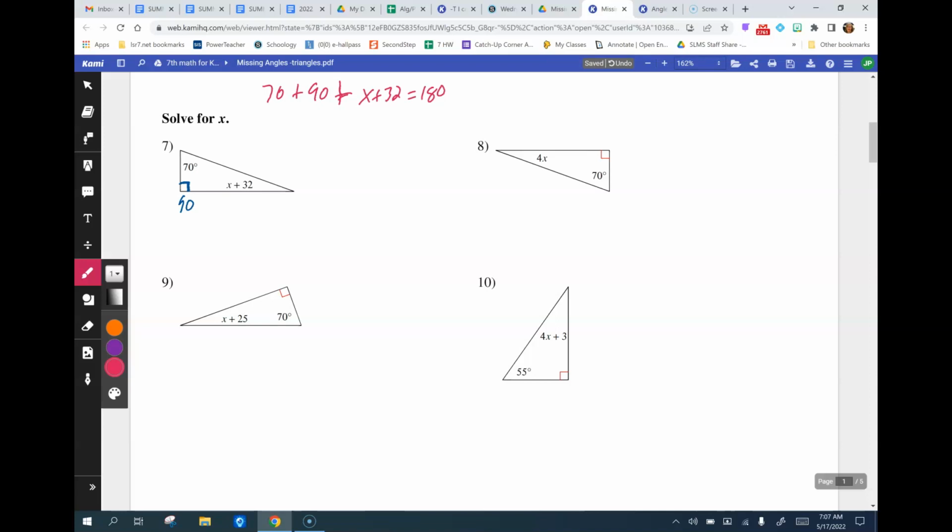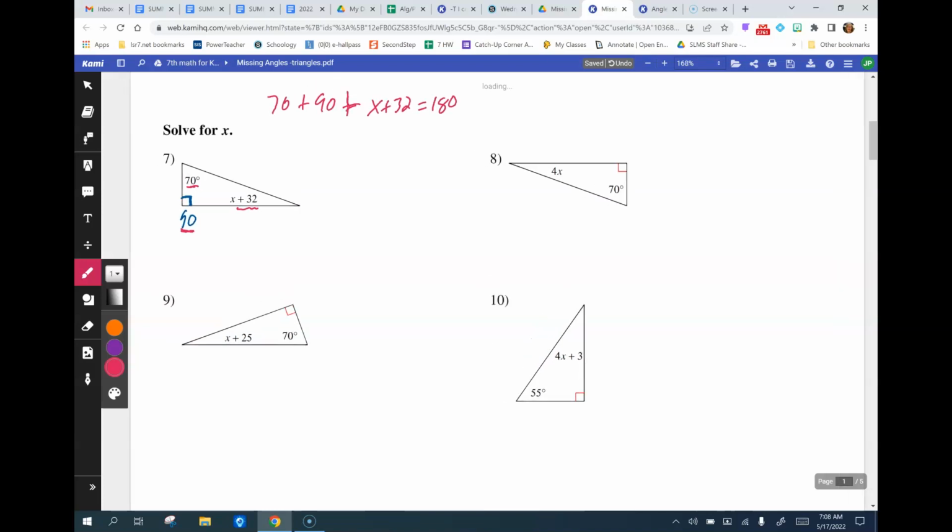The other way I could have done it is I could have said, if this is 90, then this angle, 70 degrees, and this angle, x plus 32, also has to equal 90. So I could have done it that way also. I could have also written this equation as 70 plus x plus 32 is equal to 90. It's going to do the same thing because look up here. If I subtract 90, I'm going to get that same equation. So you can do it either way.